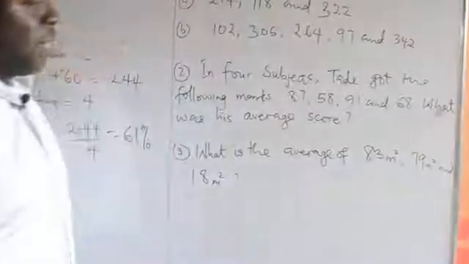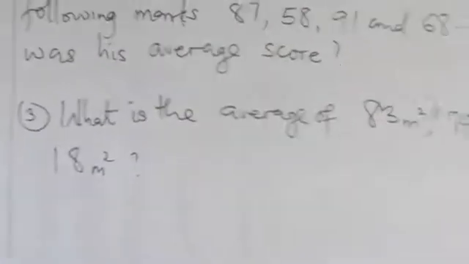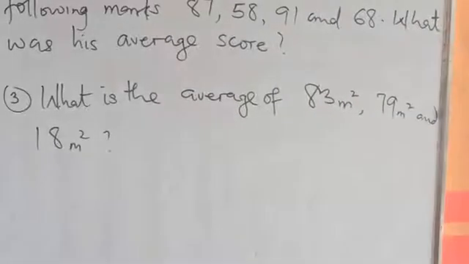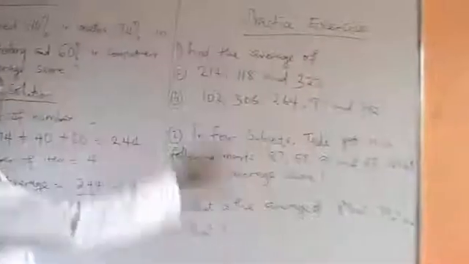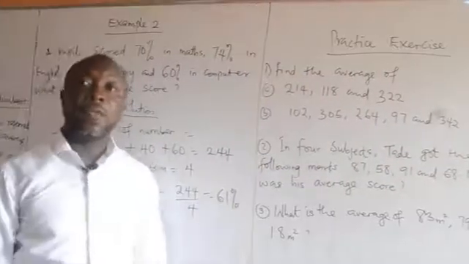Question 3. 79 meters squared, and 18 meters squared. So we are expected to find the average of these given sets of numbers.